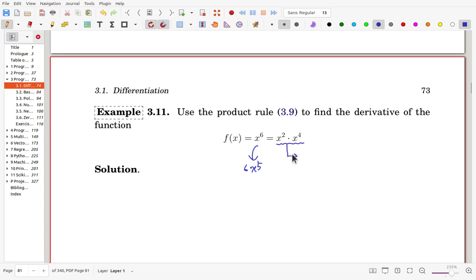Okay, from this one, now we differentiate the first term, which is 2x, times x to the 4. Now plus, the first term the same, times the derivative of the second term, that is 4x cubed. Okay, from here that is 2x to the 5 from the first one, and the second one, that is 4x to the 5. So here we have 6x to the 5. This result and that result are the same.